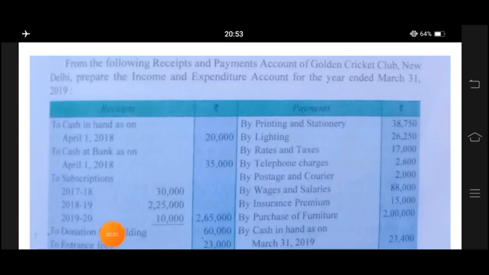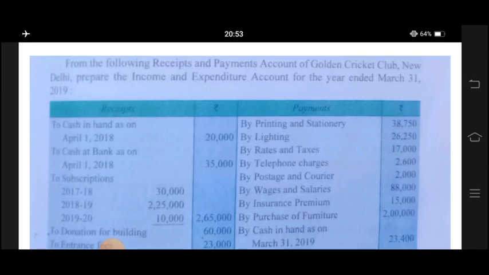So let us discuss a practical example of income and expenditure, as it has been given before you: with the given information of receipt and payment of Golden Cricket Club of New Delhi, we have to prepare the income and expenditure account for the year ended 31st March 2019.